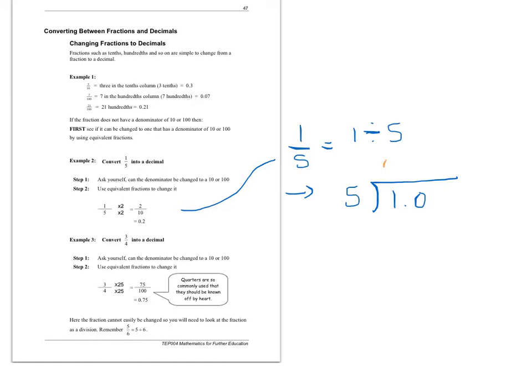5 goes into 1, so there's nothing in the whole number position, decimal point above the decimal point. 5 goes into 10 twice. So the answer is 0.2.